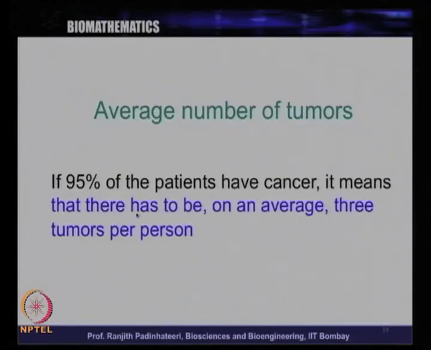So, what does that mean? That means, if 95% of the patients have cancer, it means that there has to be on an average 3 tumors per person. So, just by asking a simple question, he could find out what is the average number of tumors. It is not 1, it is not 2, it is 3. He hadn't measured the number of tumors in each person, but without doing a measurement, just from simple ideas of statistics, Knudson could infer that there has to be on an average 3 tumors. This is a very interesting conclusion that he is reaching.